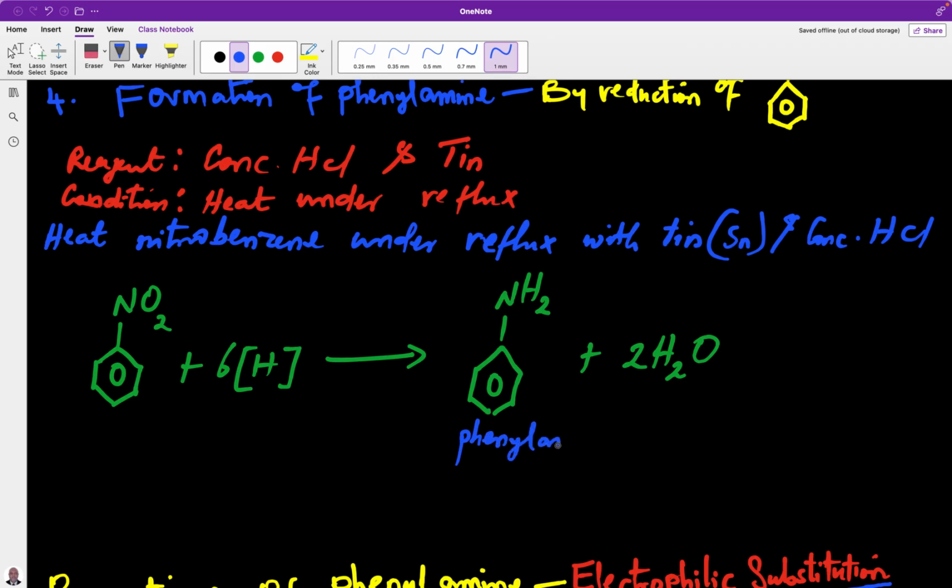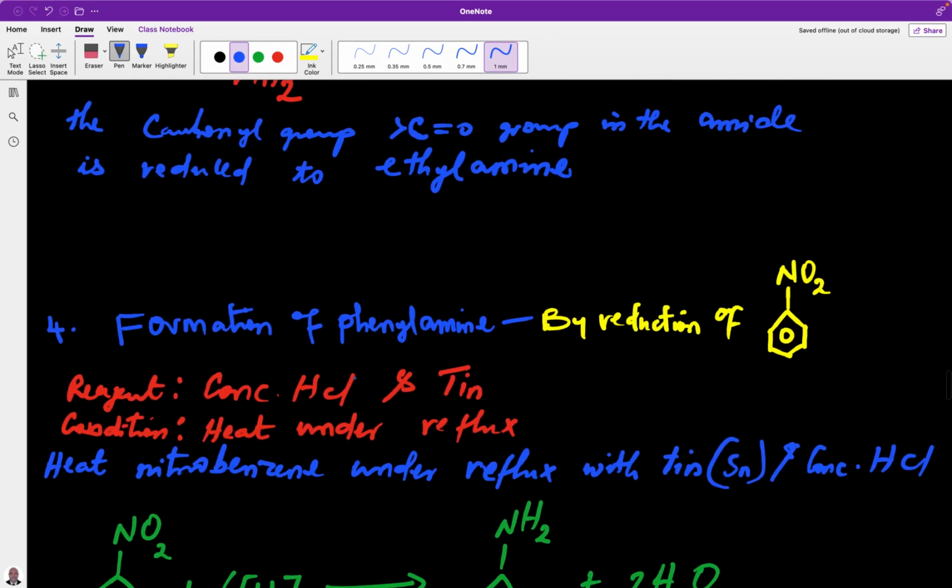And that is how you can do that. You heat this under reflux. So heat nitrobenzene under reflux with tin and concentrated sulfuric acid and concentrated hydrochloric acid. And that's what you are going to have. So there are 4 methods. Once more, there are 4 methods that are used in the production of amine.